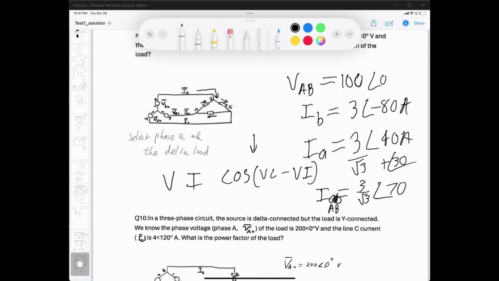The phase current. So we're going to multiply them together, and multiply them by the power factor, and that's going to be cosine of -70, times 100 times 3 divided by √3, times the power factor.